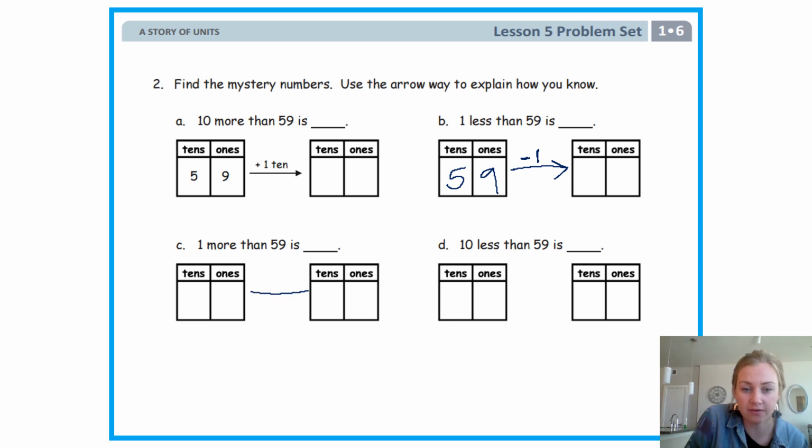1 more than 59. Draw your arrow. Plus 1. 59 is your first number, plus 1, and write the answer in the next place value chart. 10 less than 59, draw your arrow. Minus 10, because you see the word less. 59 is your first number. 59 minus 10, and write your answer in the place value chart. Make sure you're also writing your answer in the blanks at the top.